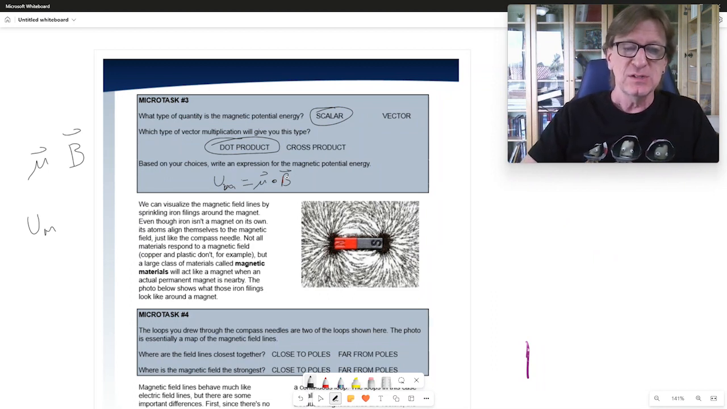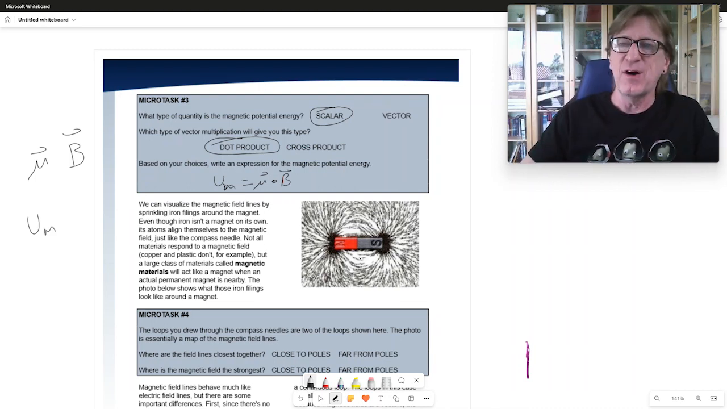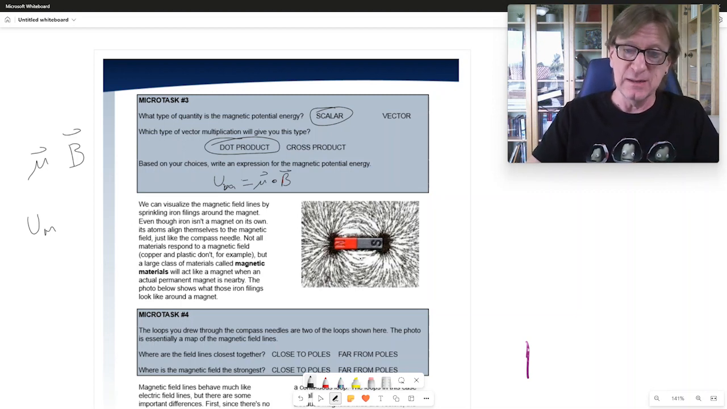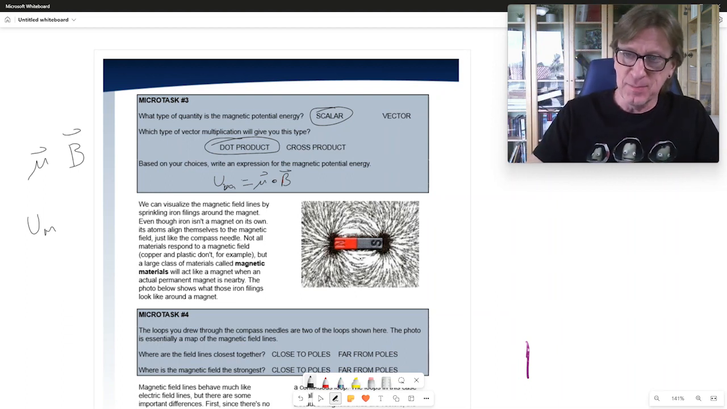So the picture that you have here, this is an actual permanent magnet, and what we've done is we've dribbled iron filings around it. Now, iron itself is not a magnet, but it responds to a magnet, so it will turn as a result. Not all materials do, and the example we give here is copper, plastic, a couple other things don't. But the class of materials, and it's a very large class called magnetic materials, will act like a magnet when there is a permanent magnet nearby.